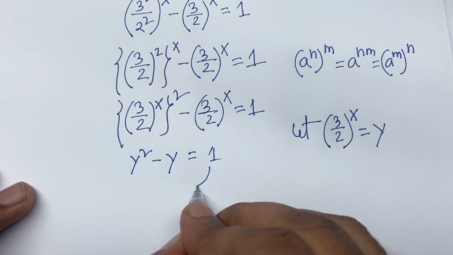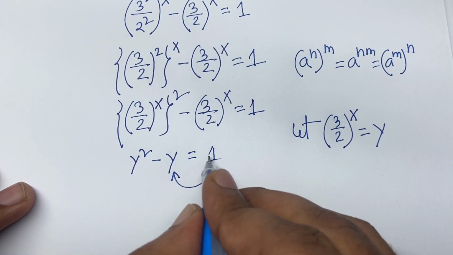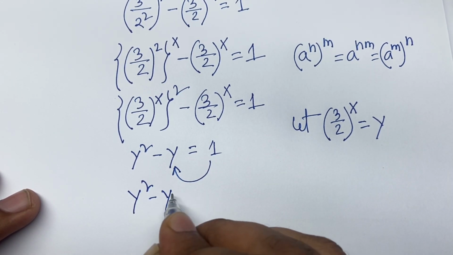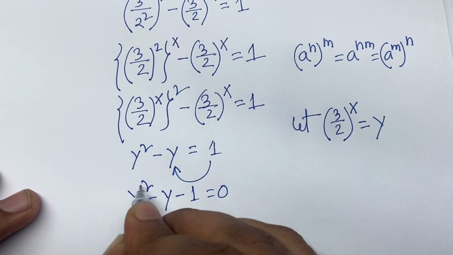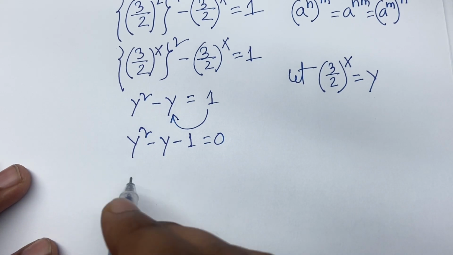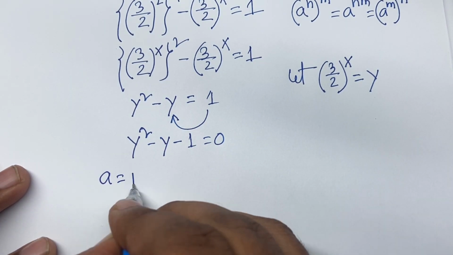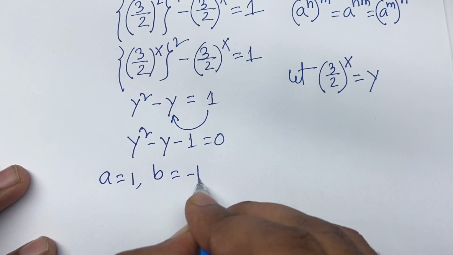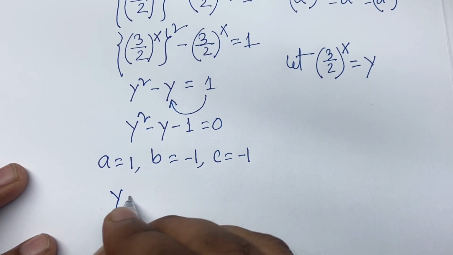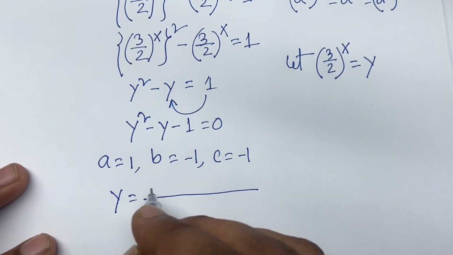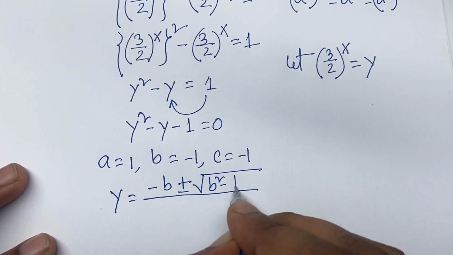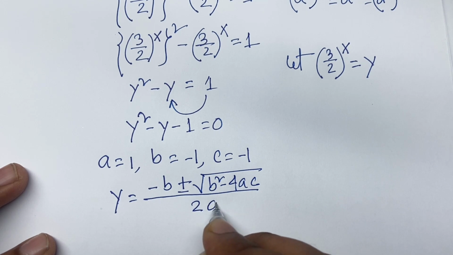Now I move this 1 to the left side. When I move this 1 to the left side, we will find minus 1. So I can say y squared minus y minus 1 is equal to 0. Look, it is a quadratic equation. So I can say a is equal to 1, b is equal to minus 1 and c is equal to minus 1. Now y is equal to, according to the quadratic formula, minus b plus or minus the square root of b squared minus 4ac, over 2a.